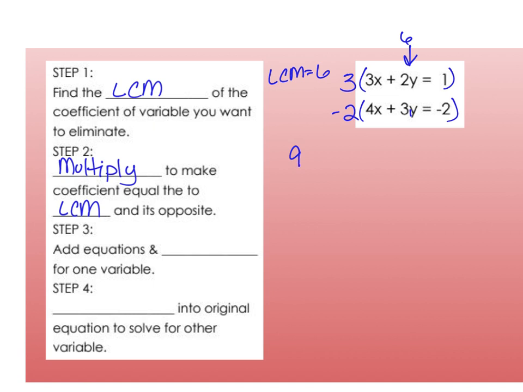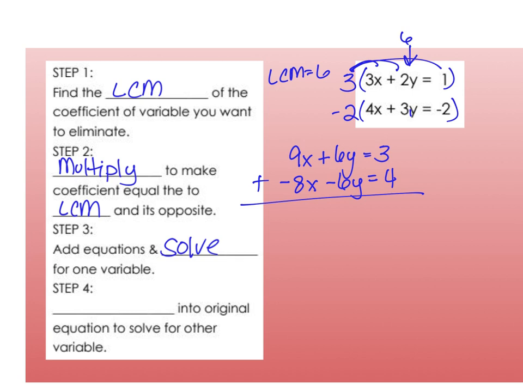So here we go. I have 9x plus 6y equals 3. Everything is like this big distribution. Now I'm going to do the same thing, but multiplying times a negative 2. So this will be negative 8x minus 6y equals positive 4. Now I'm going to add the equations and solve. So 9 plus negative 8 gives me x. The positive 6 and the negative 6 cancel out, and this equals 7. How nice is that? So x equals 7.